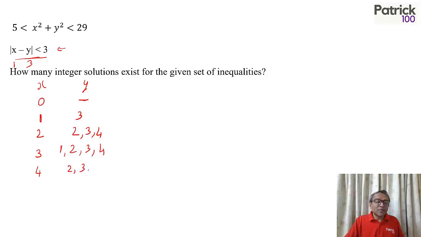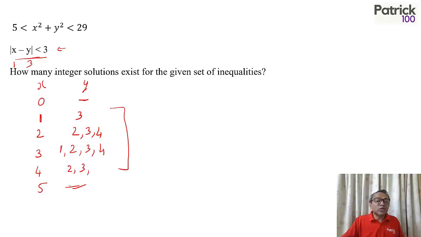3 will satisfy, right? But 4 square 16, 4 square 16, 32 will be more than that, will not satisfy. And if I take 5 square 25, the minimum value is 3, will not satisfy. 5 square plus 3 square is more than 29. So these are the values that satisfy.